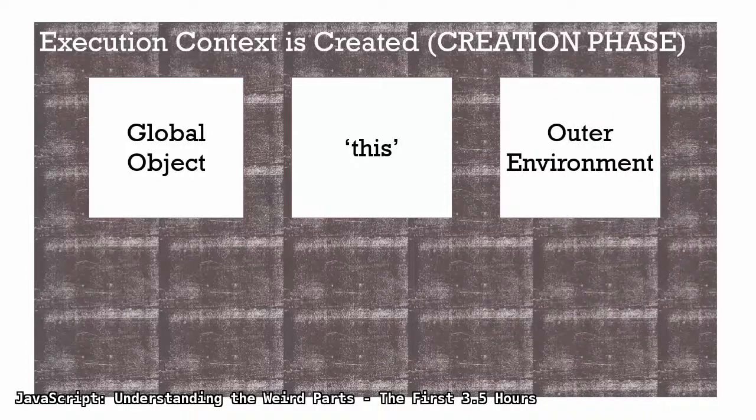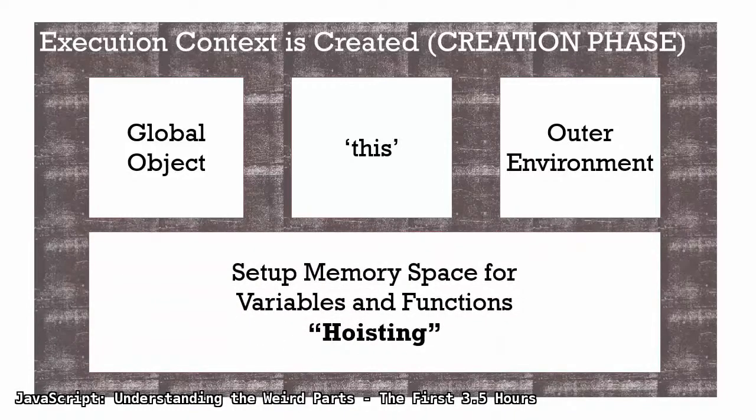And in that creation phase, as the parser runs through your code and begins to set up what you've written for translation, it recognizes where you've created variables and where you've created functions. And so it sets up, in this creation phase, the memory space for the variables and functions. And it's that step that is somewhat confusingly called hoisting. It's not actually moving code to the top of the page.